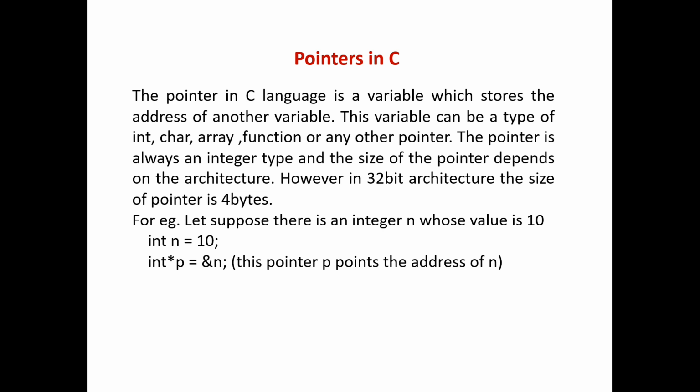However, in 32-bit architecture, the size of a pointer is 4 bytes, and in 64-bit architecture the size of a pointer is 8 bytes. For example, let's suppose there is an integer n whose value is 10. int n = 10; int *p = &n; Now the pointer p stores the address of the n variable.